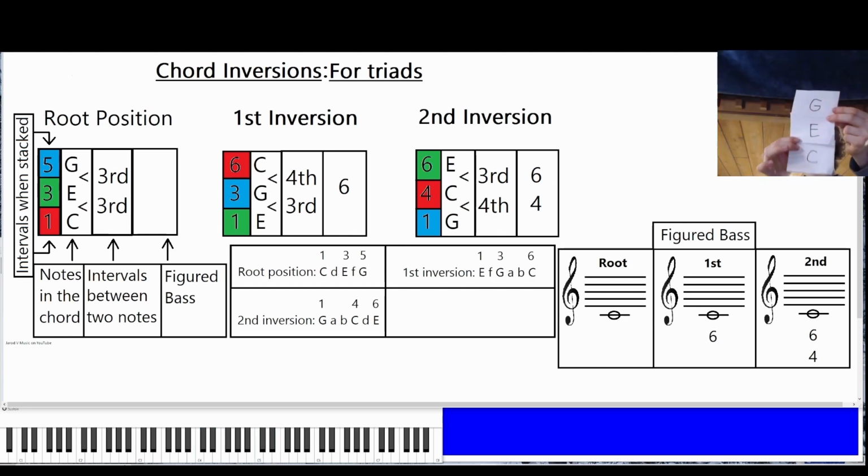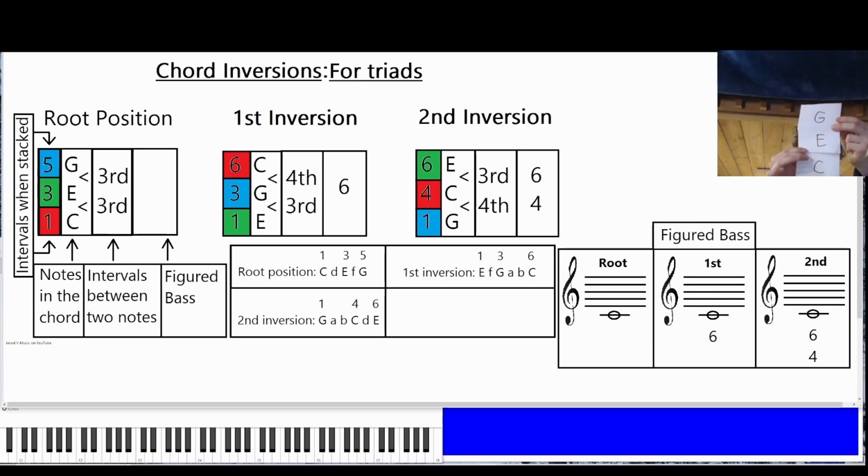Okay, here's a cool way to visualize this. I have my C, E, and my G written on 3 different cards. So putting together, here's my C major triad in root position. And if I want to take this C major triad in root position and turn it into a first inversion triad, all I'm going to do is take the bottom note, in this case a C, and put it on top of the chord. So now I have an E, G, and C chord, making a first inversion C major triad.